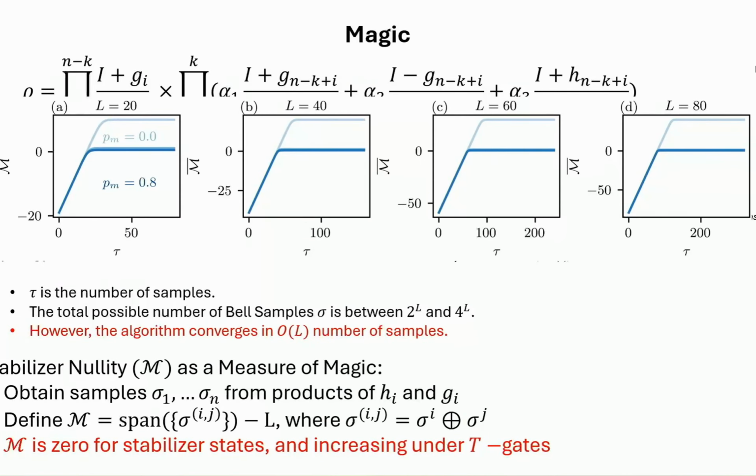Oh, yeah, so the magic converges in a low number of Bell samples. Basically, when you add Bell samples, the dimension of the space, you don't need a lot.